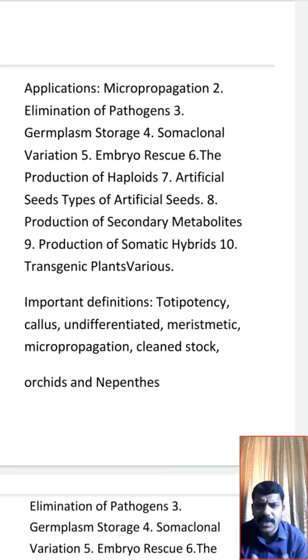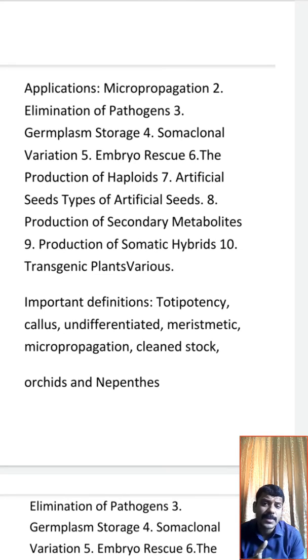There are many applications of plant tissue culture. Suppose you want to make one particular plant rich in some particular primary or secondary metabolite, then as per your desire, you can change the tissue culture media and design plants on your own as per your own criteria. So this is the main application. Then elimination of pathogens. You can produce some very strong virus or microbe resistant varieties of plants by some genetic manipulation.